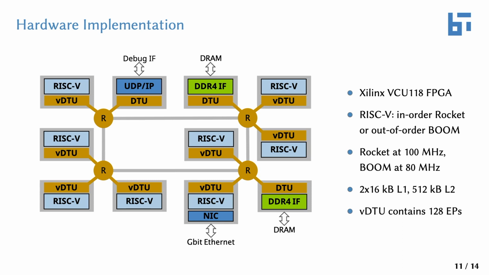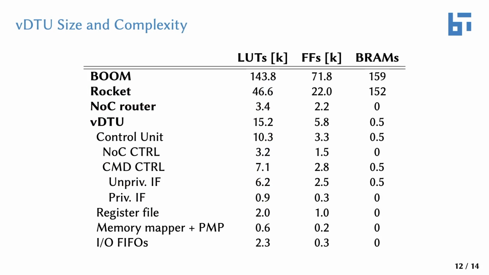contains 128 endpoints. So let us start with the analysis of the size and complexity of the DTU, because this hasn't been done before. And you can see here the resource usage of the FPGA, and we can compare the numbers for different components here. So let me start with a comparison between the DTU and the Boom core, and you can see in terms of logic, so lookup tables here, it's about 10% of the Boom core that the DTU makes up.